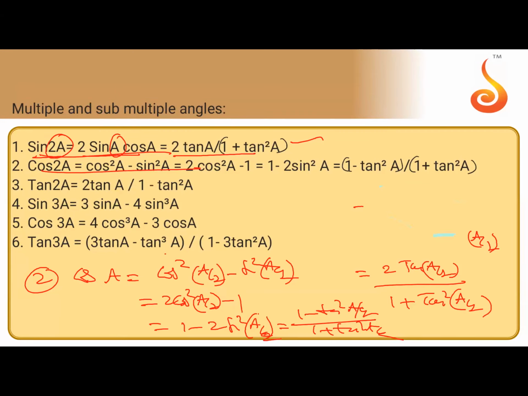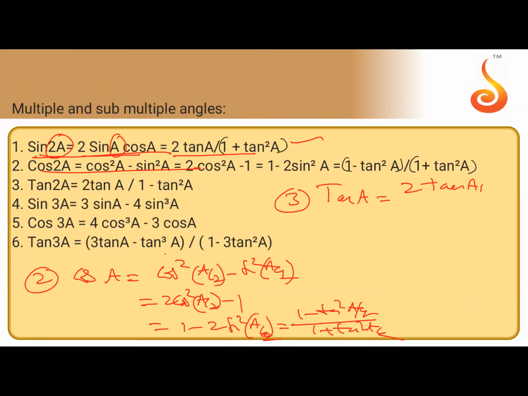And after this, what about tan A? Tan A, 2 tan A by 2 by 1 minus tan square A by 2. So tan A equals 2 tan A by 2 by 1 minus tan square A by 2. Because if you take it for integration, there are so many very useful formulas in trigonometry.